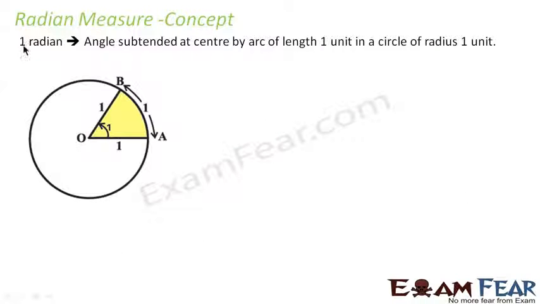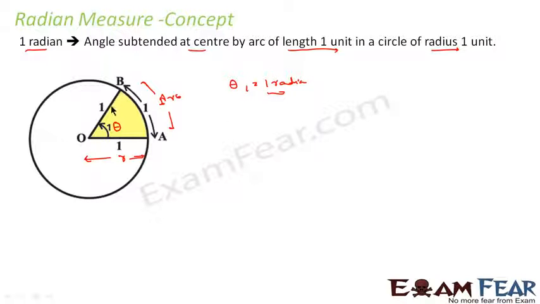1 radian is equal to the angle subtended at the center by an arc of length 1 unit in a circle whose radius is 1 unit. So we have the circle, the radius of the circle is 1. If there is an arc of length 1, whatever angle you get, theta, this theta is equal to 1 radian.